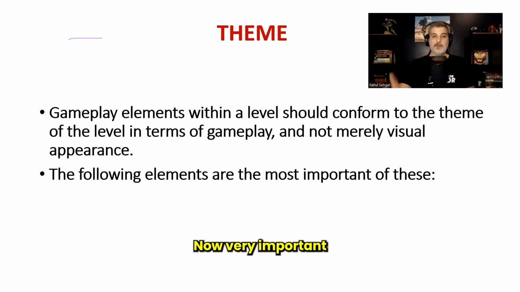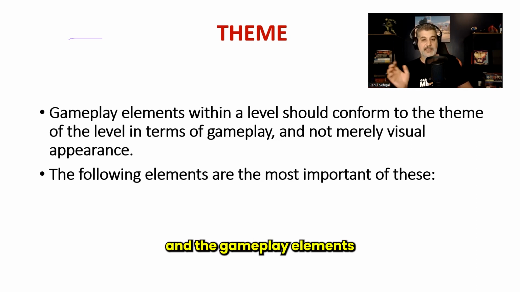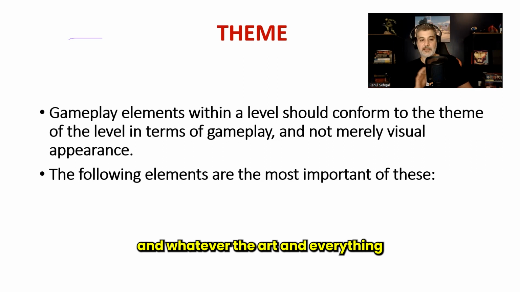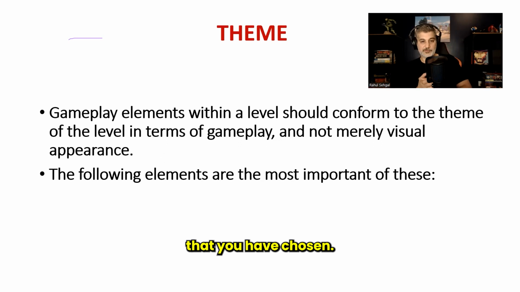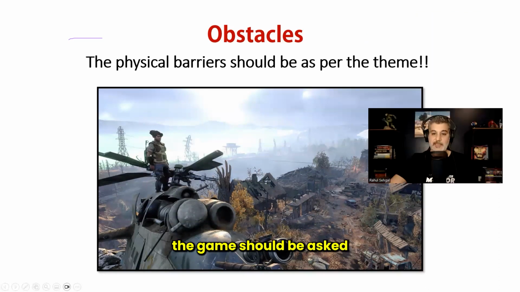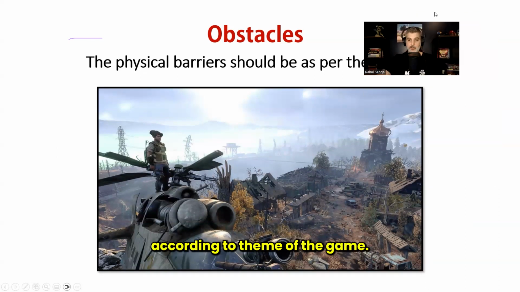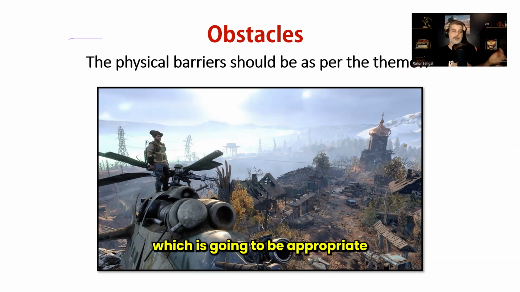Okay. Now, very important is that within the game, you have to decide upon a theme, and the gameplay elements and the art and everything should be in line with the theme that you have chosen. It has to be consistent, right? For example, obstacles, the physical barriers that you have in the game, should be according to the theme of the game. So obviously, if it's a post-apocalyptic scene or game, then you'll have broken down cars and crashed airliners and stuff, which is going to be appropriate in a post-apocalyptic scene. Those are going to be the physical barriers and obstacles, right?